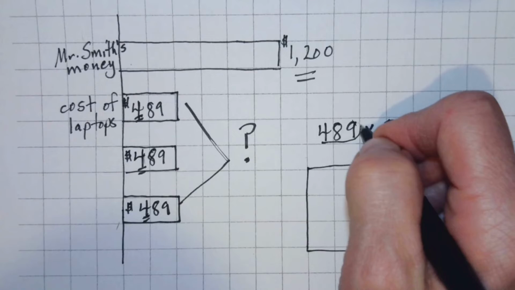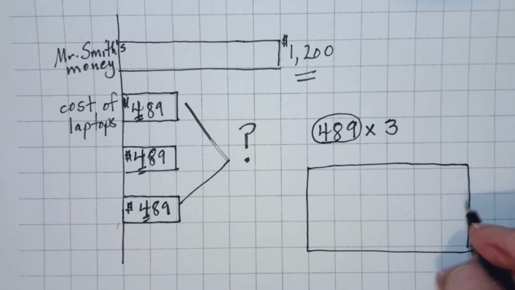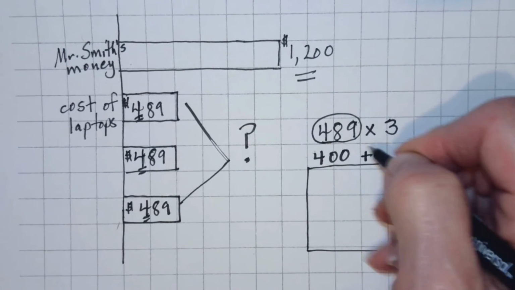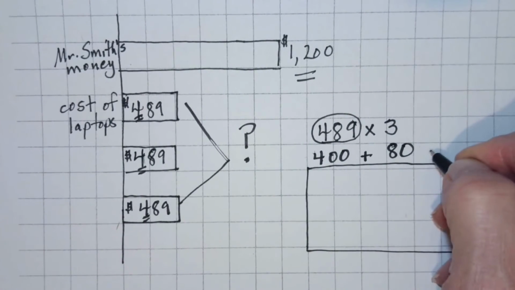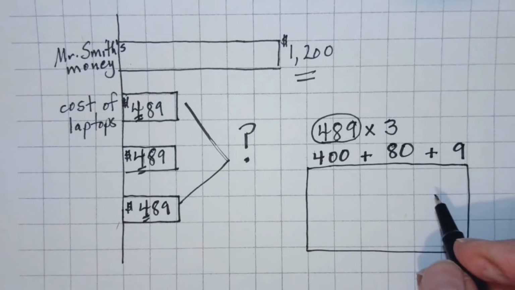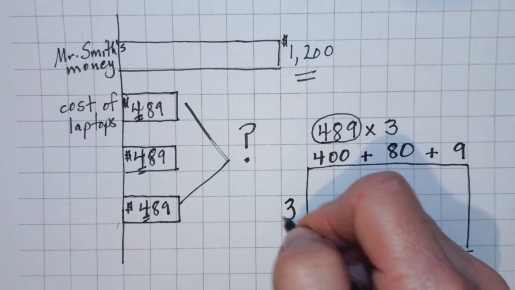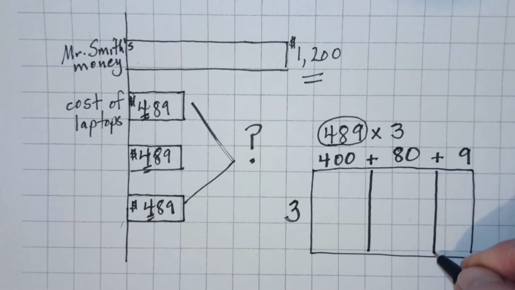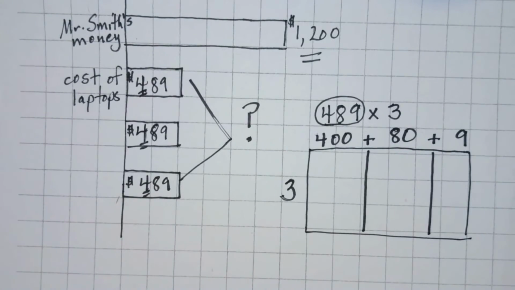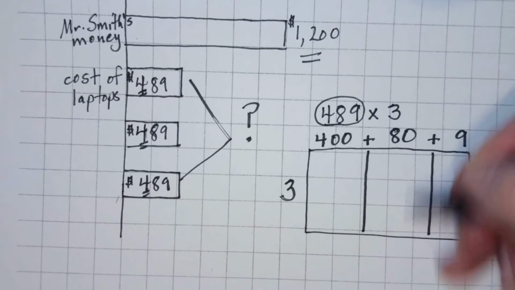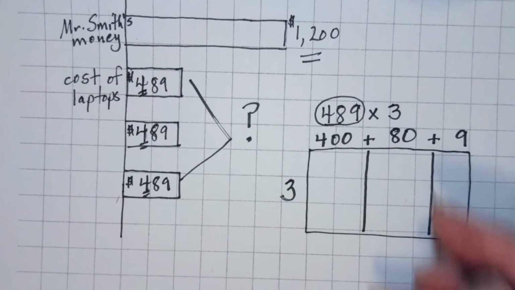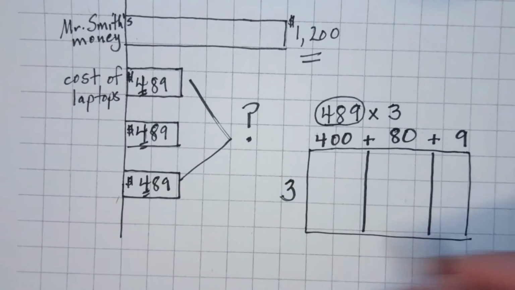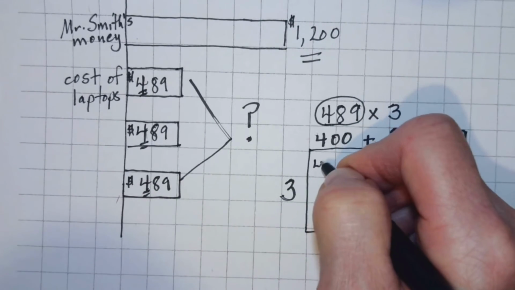And so I look at my 489 and I'm going to write it in expanded form. So I have 400 plus 80 plus 9, and I'm going to multiply that by 3. Okay, and I always put my lines under the addition symbol. That helps me to know how many columns I need. And I'm going to remember that I do columns times rows. Columns times rows. This is my row.